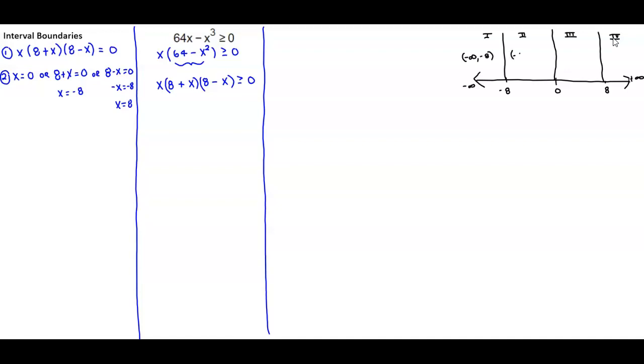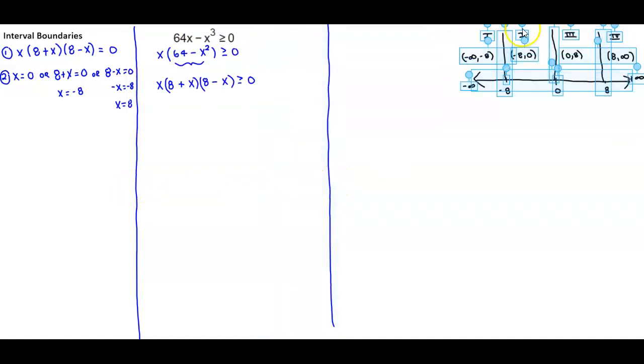The second interval goes from negative 8 to 0. The third interval goes from 0 to positive 8. And then the last interval goes from 8 to positive infinity. Okay, so now what we want to do is find testing points. So we're going to use testing points to test the intervals. Okay, so let's go ahead and do that.